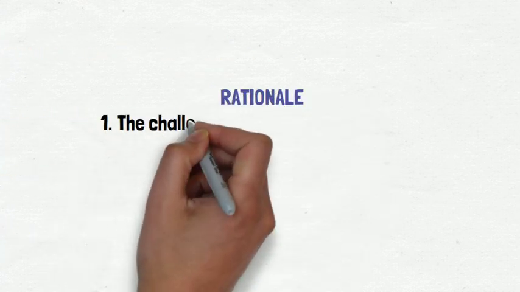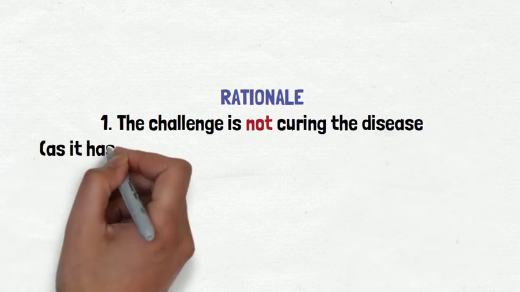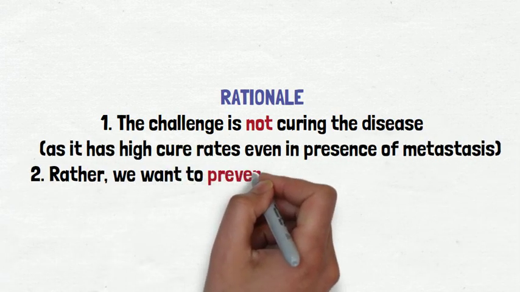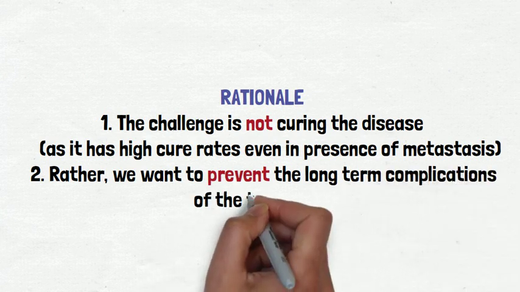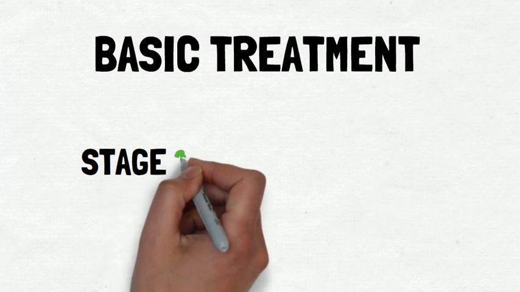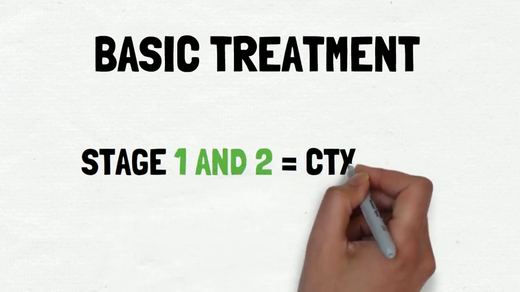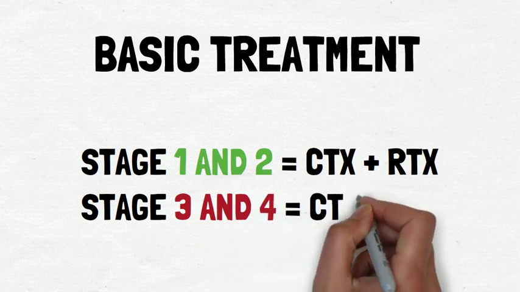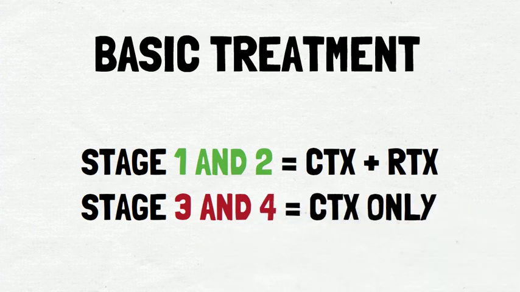Now let's talk about the treatment. The challenge in Hodgkin's lymphoma is not curing the disease, as it inherently has high cure rates even in presence of metastasis. Rather, we want to prevent long-term complications of therapy. The bottom line for treatment is that for stages 1 and 2, chemotherapy as well as radiotherapy is used, while for stages 3 and 4, only chemotherapy is used.